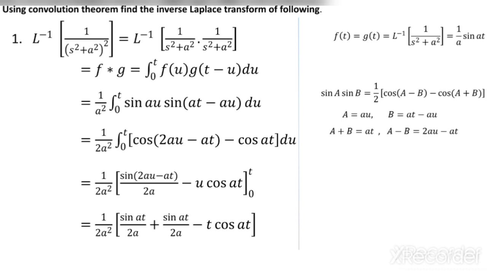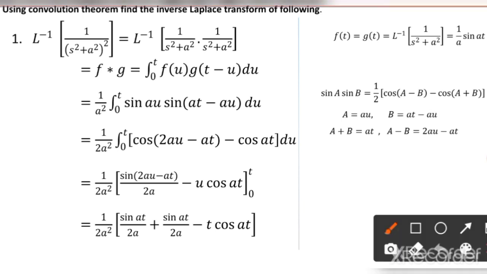And what about the second term? So that is u cos at I had. So I have to apply the limit for u, cos at is anyhow constant, just apply the limit for u. So t minus 0, that is t, so I got t cos at. So this is the answer, 1 by 2a square times (sin at by 2a plus sin at by 2a), but still we have scope for simplification because these two are like terms. Collect them together, 2 times sin at by 2a, 2 cancels, sin at by a.